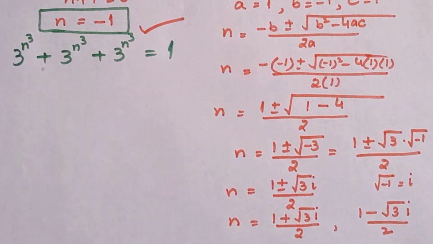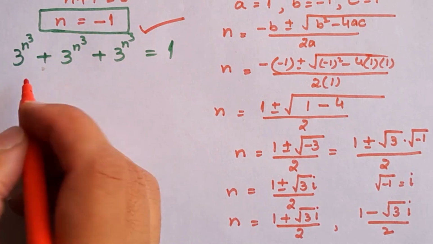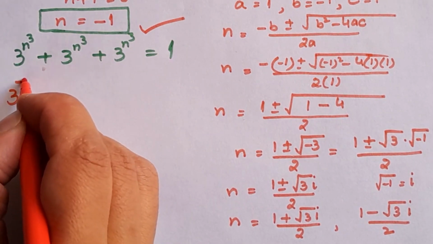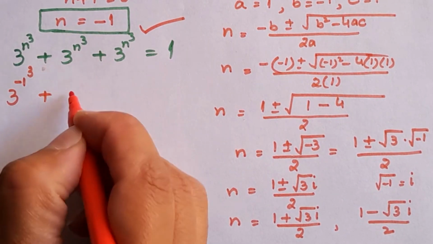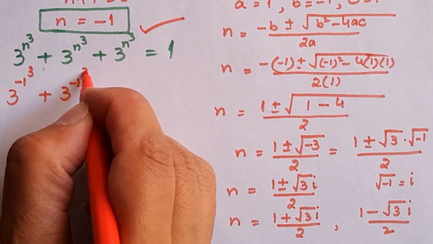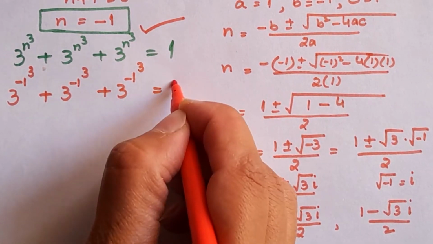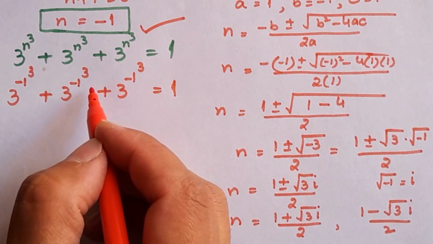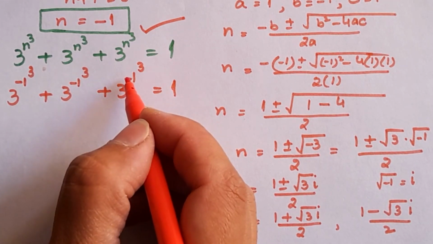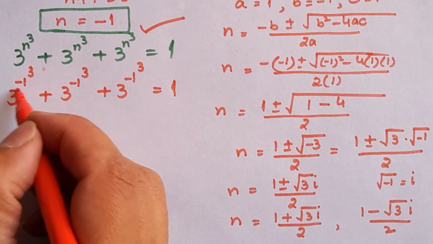n is equal to negative 1. Let's put in the value of n. 3 to the power negative 1 to the power 3 plus 3 to the power negative 1 to the power 3 plus 3 to the power negative 1 to the power 3. When we have nested powers, we solve from top to bottom. So we are going to solve these two powers first.